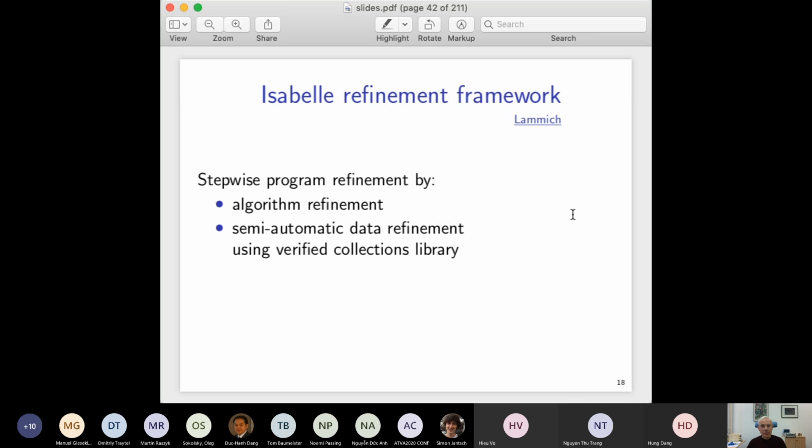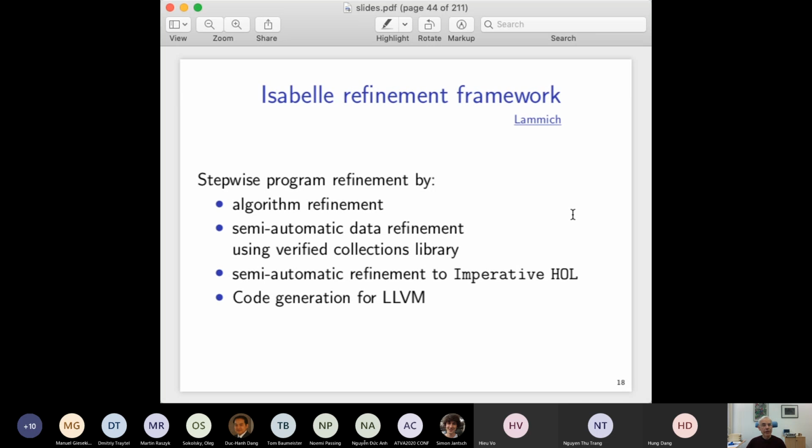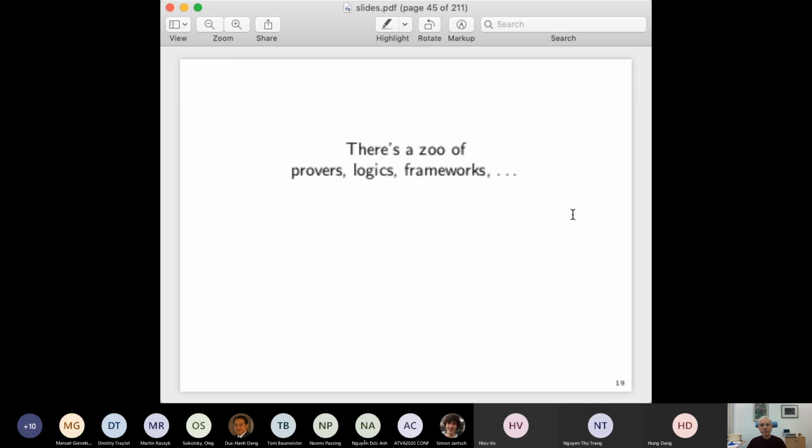Then you have support for semi-automatic data refinement, where you can refine things like sets into search trees. And you also have semi-automatic refinement to this imperative framework that I talked about, where you can, in the end, generate code in functional languages together with imperative effects like Standard ML, but also Haskell or OCaml. And finally, quite new, you can also generate code for LLVM from that framework. And other frameworks are similar. This is just one example.